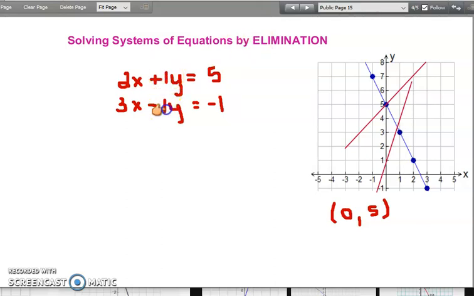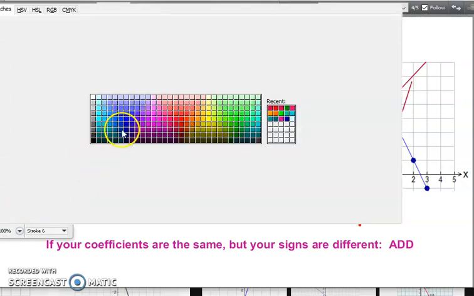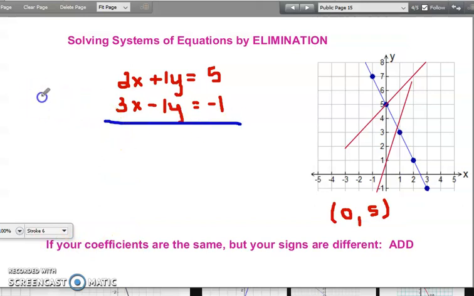If your coefficients are the same and your signs are different, you're going to add. And I'm going to write that on the board. So if your coefficients are the same, they're both 1s, but your signs are different, add these two equations. It's kind of crazy, but you can actually add these two equations. I think this is so cool. Watch this. I just put a big plus sign out in front.